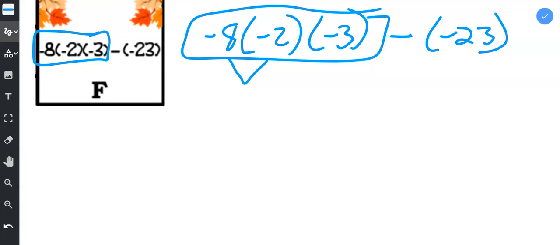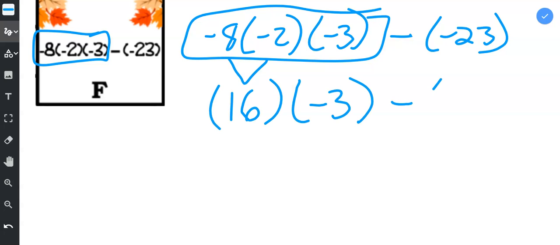So I'll focus on this part first. Specifically, I'm going to multiply negative 8 times negative 2 first. Like signs give you a positive, so we get a positive 16. And I copy the rest of the problem. A positive times a negative gives you a negative. Remember, with multiplication and division, if the signs are unlike, you get a negative automatically. It's not like with addition where you think about what you have more of. With multiplication and division, if they're unlike signs, you get a negative.